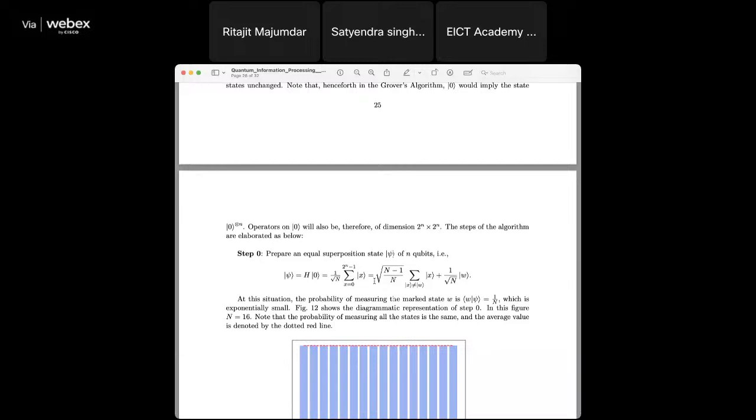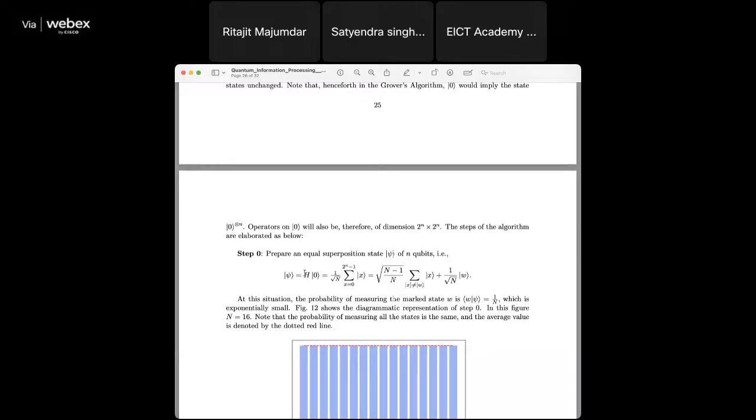Now, this is just a mathematical representation, nothing more. In this equal superposition, there is one marked state and there is everything else. Let's call them bad states. This is the good state which I am looking for. Everything else is the bad state that I don't care about. So you can partition this into the good portion, which will have an amplitude of 1 over root N, and the bad portion.